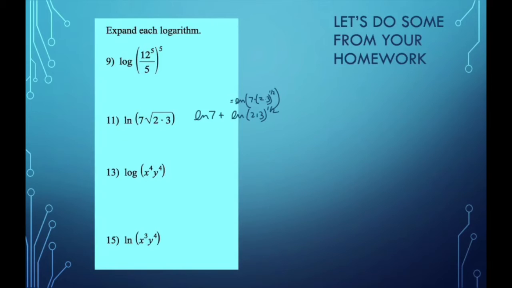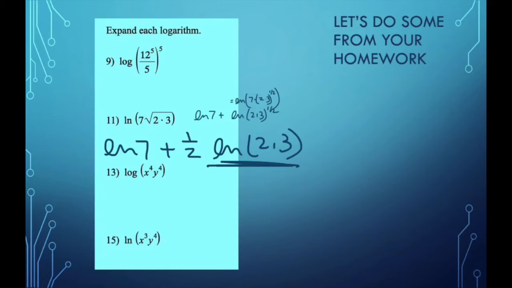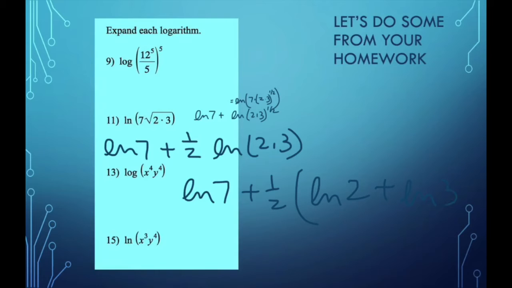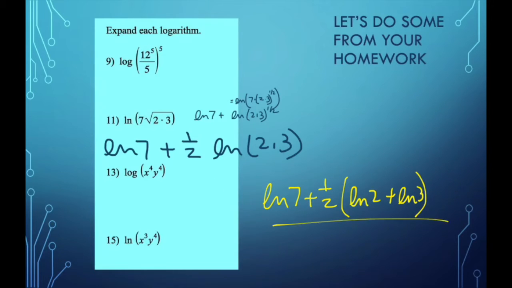And this part's done, so we can just rewrite ln 7. We're going to expand that by bringing that 1/2 out front. So we're going to have plus 1/2 ln 2 times 3. And we can expand this 2 times 3 because we can add it, right? We just need to make sure that that 1/2 is in parentheses. So we're going to have the ln 7 plus 1/2 ln 2 plus ln 3. All right, let's change the color so it's easier to see there. Okay, that's number 11. Let's move on to 13.